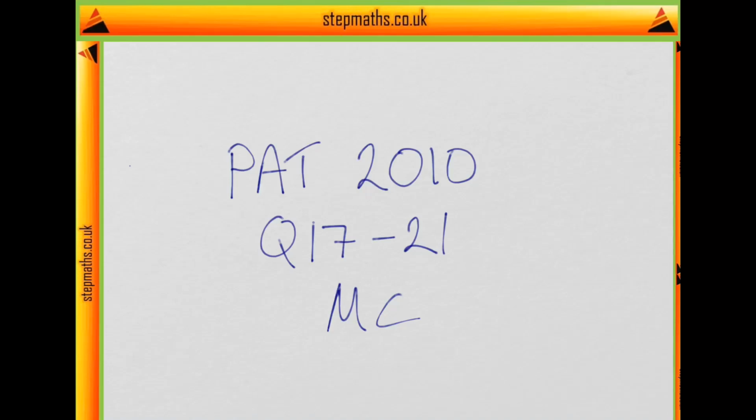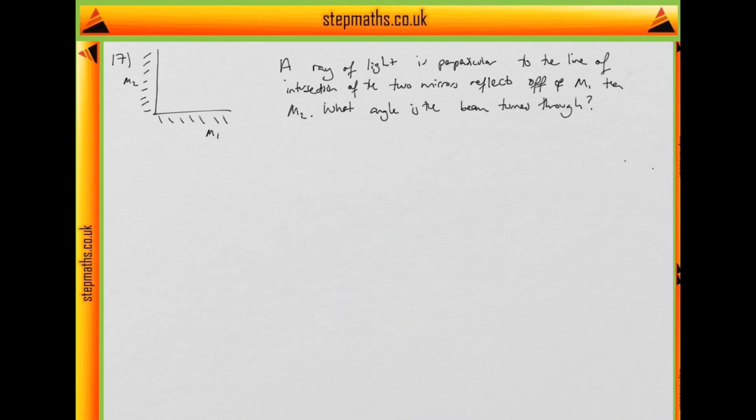Hi, today we're looking at the PAT paper from 2010, going through questions 17 to 21, the second lot of multiple choice questions. So in question 17, we're told that a ray of light which travels perpendicular to the line of intersection of two mirrors M1 and M2 reflects off of M1 and then off of M2. And we're asked what angle is the beam turned through relative to the incident beam.